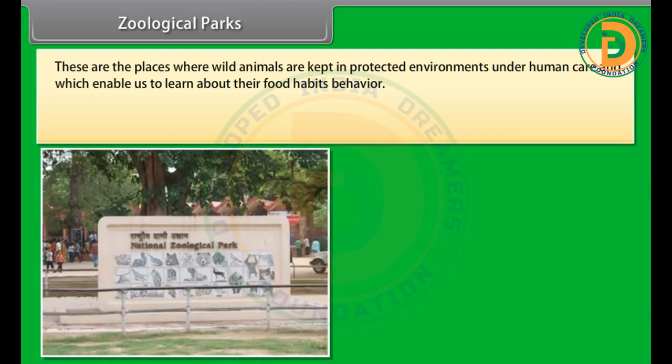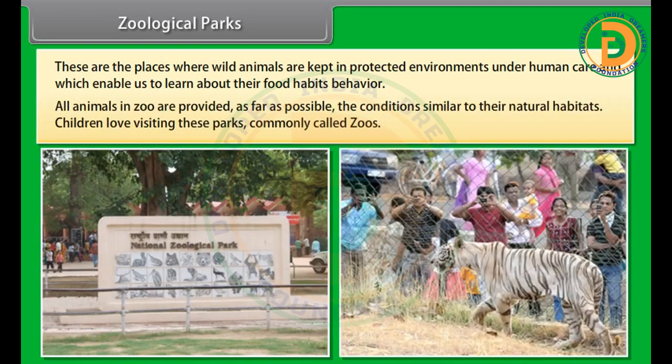Zoological Park. These are the places where wild animals are kept in protected environments under human care and which enable us to learn about their food habits and behavior. All animals in the zoo are provided, as far as possible, conditions similar to their natural habitats. Children love visiting these parks, commonly called zoos.